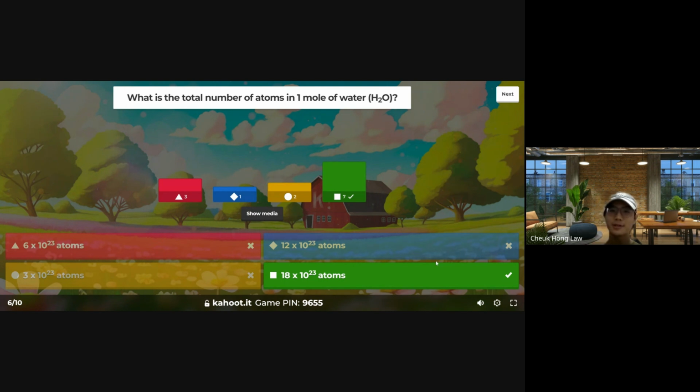Okay, so still mostly got it correct. In 1 mole of water, there are 2 hydrogen atoms and 1 oxygen atom. So total 3 atoms. Okay, and for every 1 mole of atoms is 6 times 10 to the power of 23. So 3 moles will be 6 times 3, 18. 18 times 10 to the power of 23.